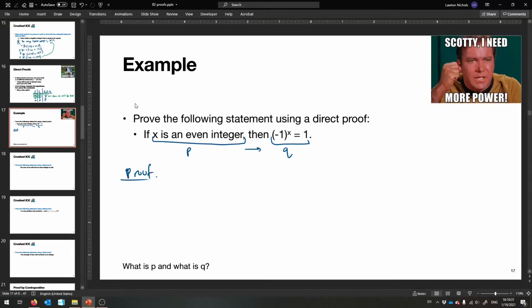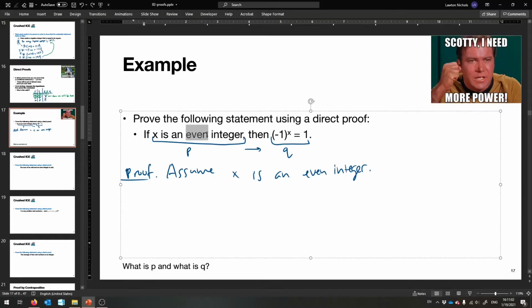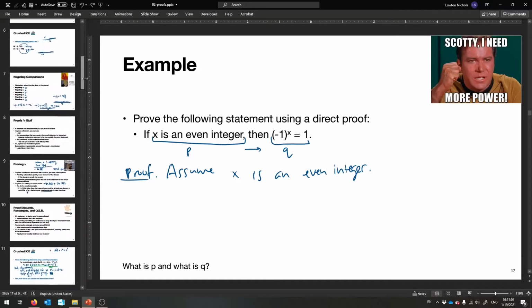And then we get started. So the first thing we do is say what we're going to do. So assume x is an even integer. And it's our job to show that (-1)^x is equal to 1. Are you ready? So we're going to use some definitions, and we're also going to use some just algebra concepts to prove this. So when in doubt, go to the definitions of things. So even is one of our definitions that we gave up here. So let's go there.